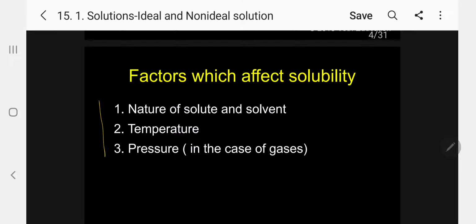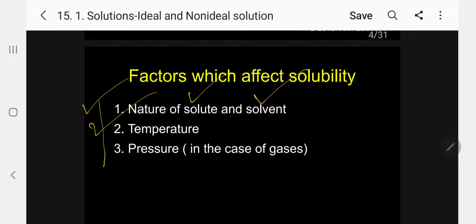There are 3 important factors. Let me just mention aloud. Nature of solute and solvent will affect the solubility. That is, solute may be a solid, a liquid, or a gas, and in the same way the solvent may be a solid, a liquid, or a gas. So this nature will affect the solubility.